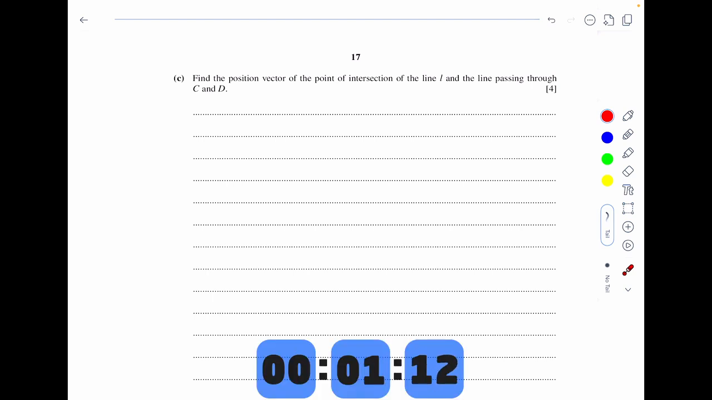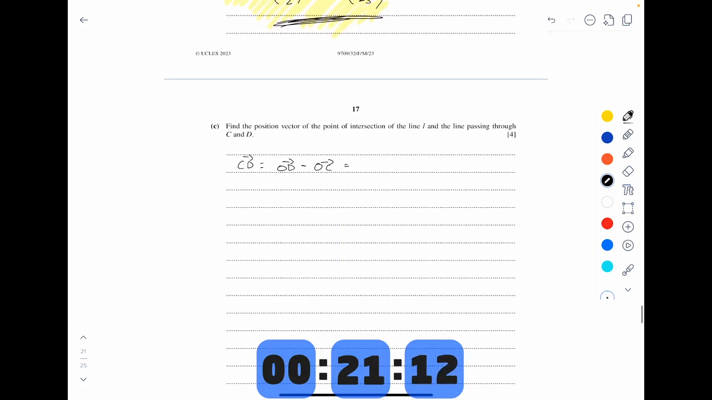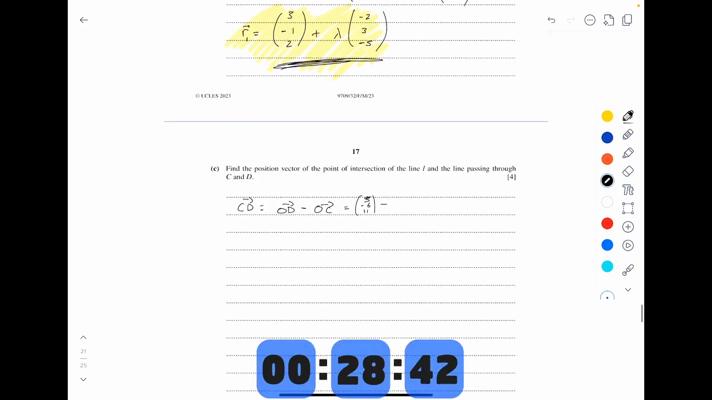So what do we need to do here? Okay, well, position vectors C and D. CD is equal to OD minus OC, right? Which gives me what? Well, what's OD? Well, OD is (5, -6, 11) minus OC (1, -2, 5), right? (4, -4, 6). Brilliant.